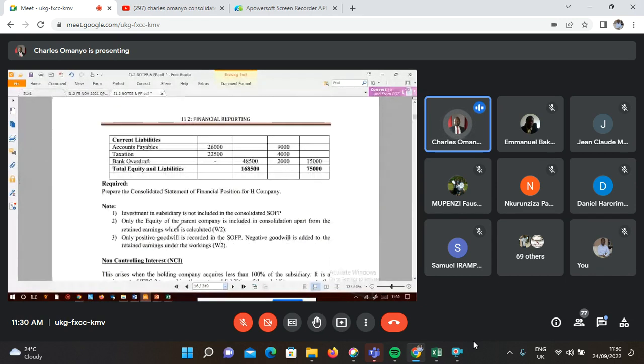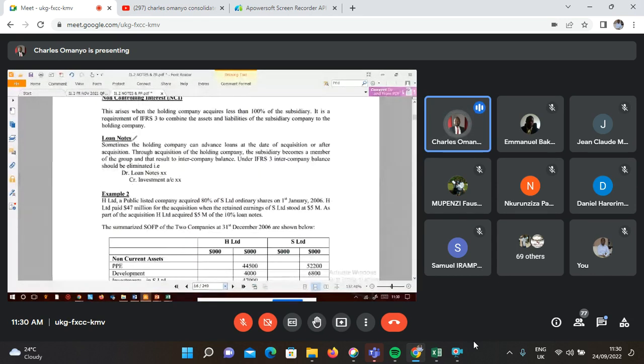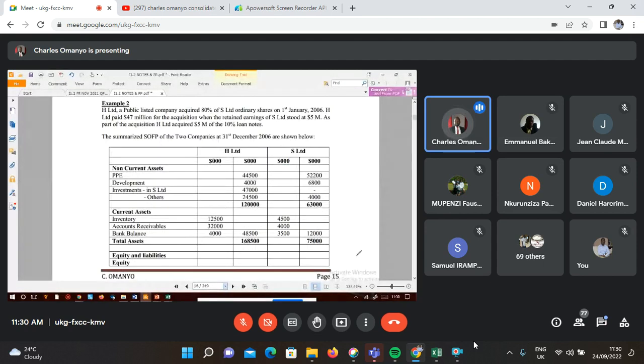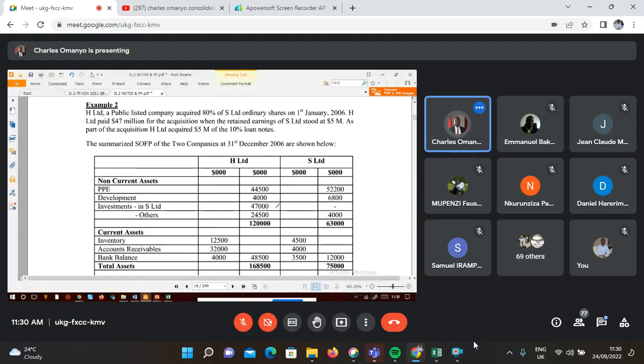I'm interested in example 2 because it covers even the loans. So let's keenly follow this as we try to wind up, we solve this. So example 2, it's page 15, 16 of your notes. H Limited, a public listed company, acquired 80% of S Limited ordinary shares on 1st January 2006.